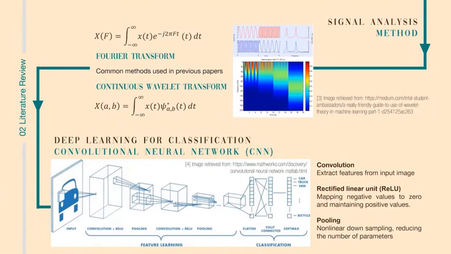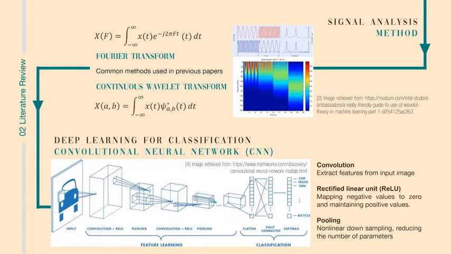The third part is about signal analysis method. From previous study, there are two methods commonly used for defect detection. They are Fourier transform and continuous wavelet transform. Both methods are selected for study because the signal can be viewed in time and frequency domain for better analysis. The plotting then becomes the image dataset for deep learning to classify the defect. In this case, the convolutional neural network or CNN is studied as the method is suitable to classify image databases.